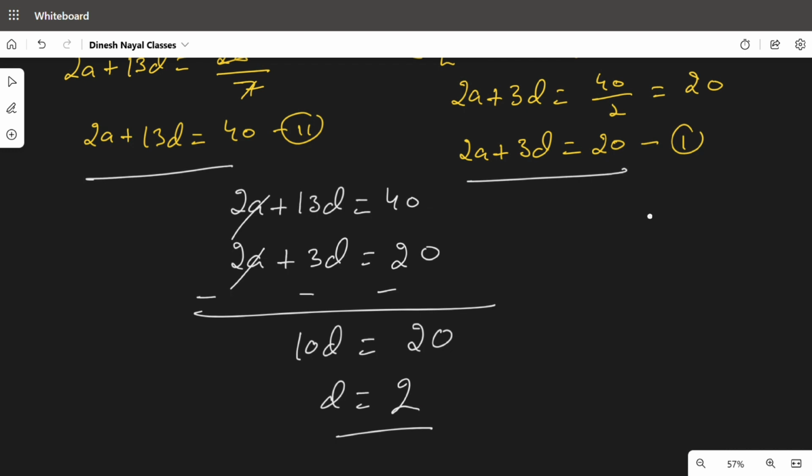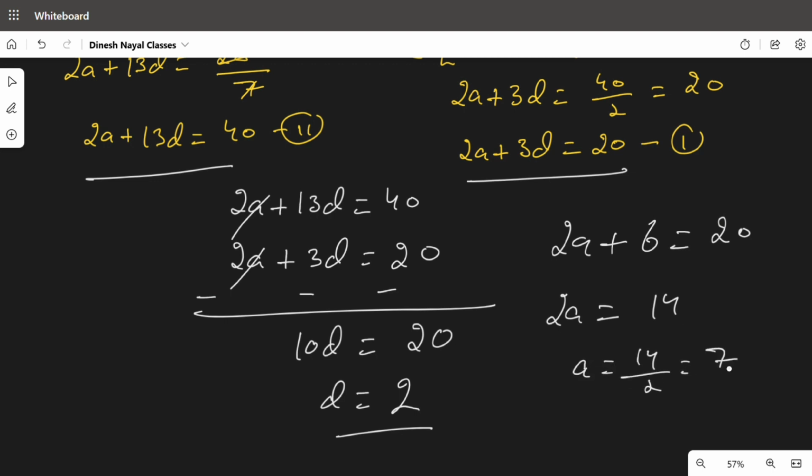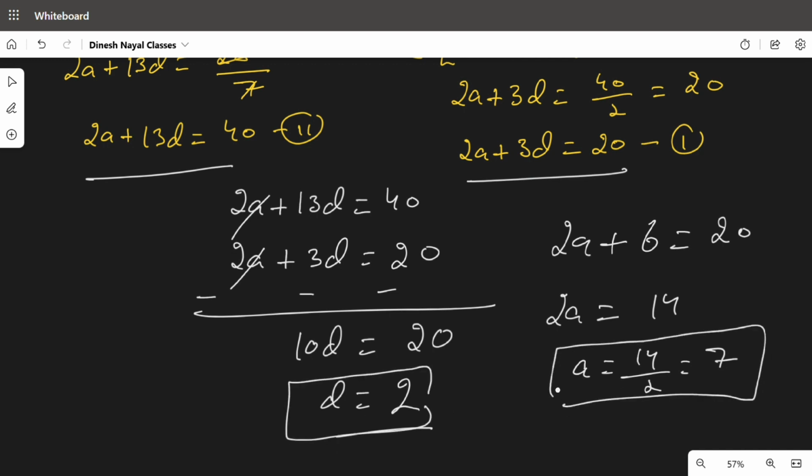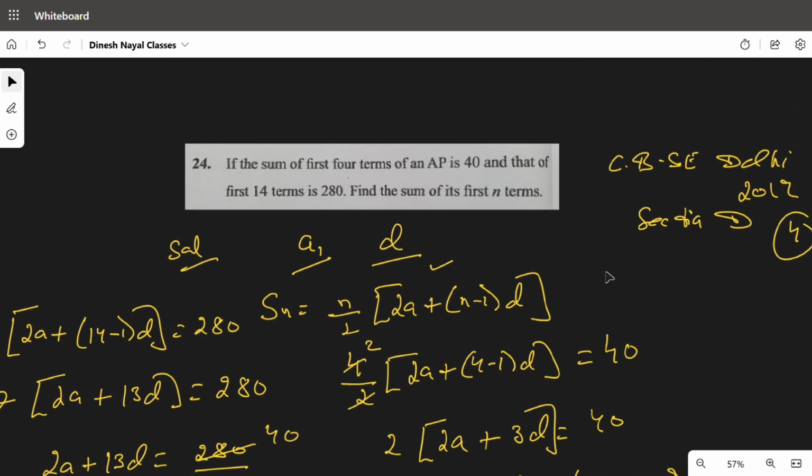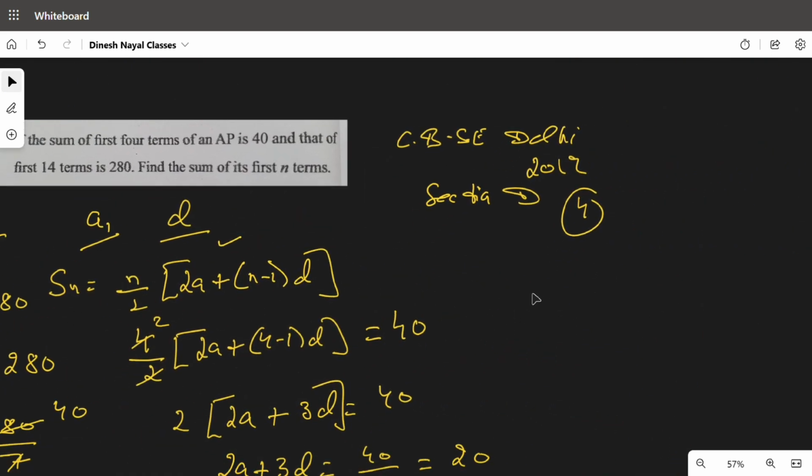Now we can find a by substituting in any of these equations. I am substituting in the first equation: 2a plus 3 into 2, which is 6, equals 20. So 2a equals 20 minus 6, which is 14. So 2a is 14, and a is 14 by 2, that is 7. So d is 2 and a is 7. Now what do we have to find? We have to find the sum of its first n terms.